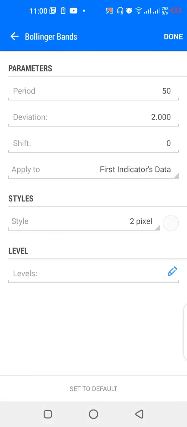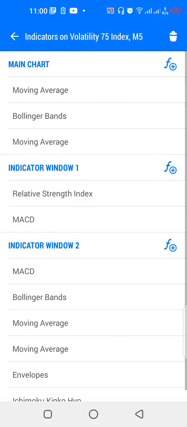Okay, then I have Bollinger Bands. Period is 50. The deviation is 2.0. Shift is 0. Apply to first indicator's data. And now the color will match the background color of the chart. That's for the Bollinger Bands.